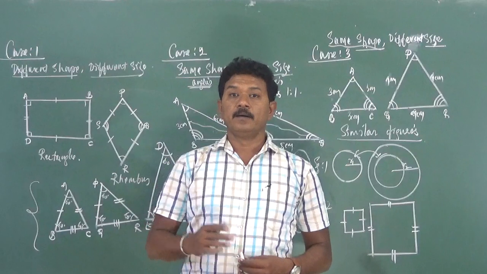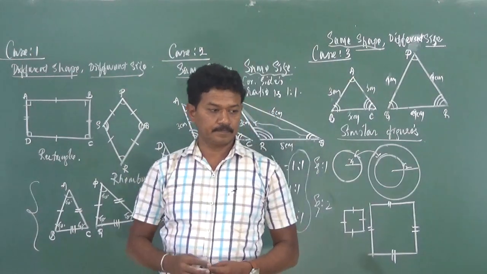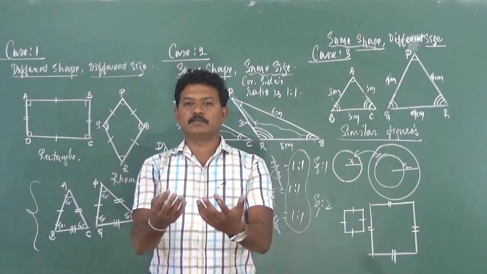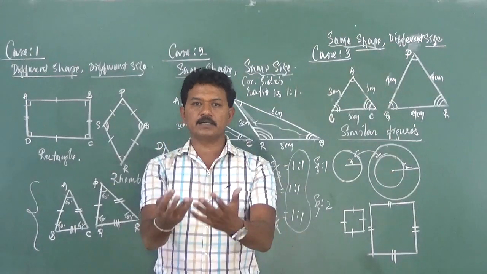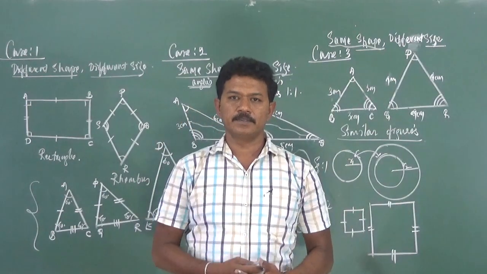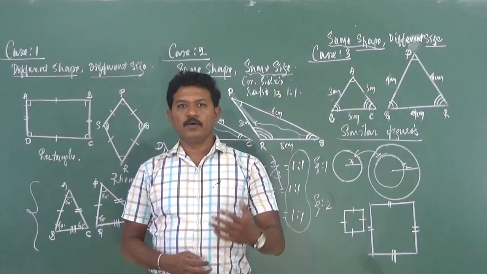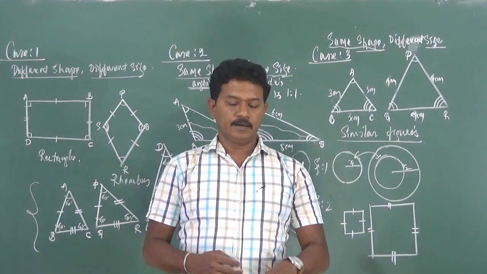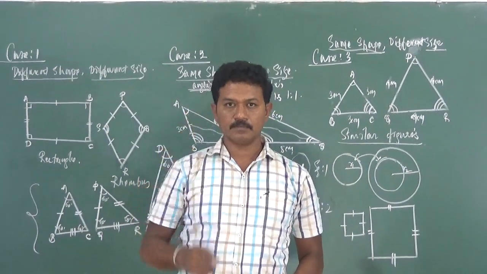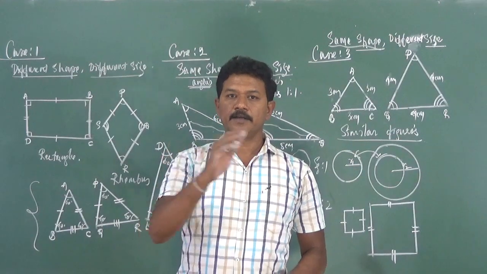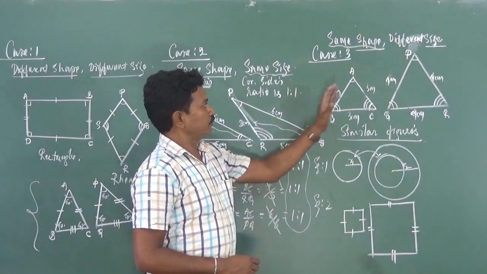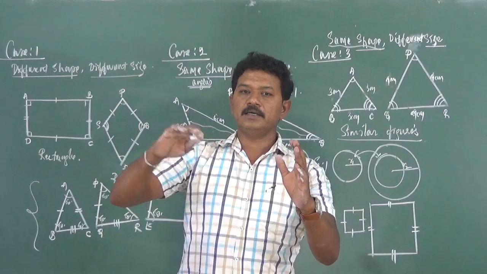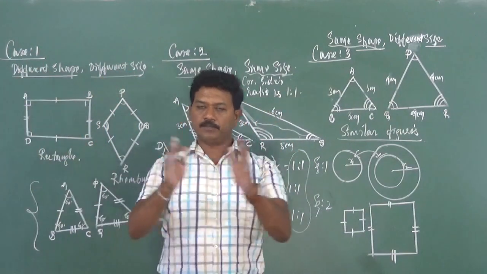But mathematically, this is not possible. Mathematically, we need some definitions, some concept-oriented mathematical things to understand clearly the concept of similarity. So for that, we have to go a little bit further. Right? So here, two figures are said to be similar if they have the same shape and any different size. They are said to be similar.